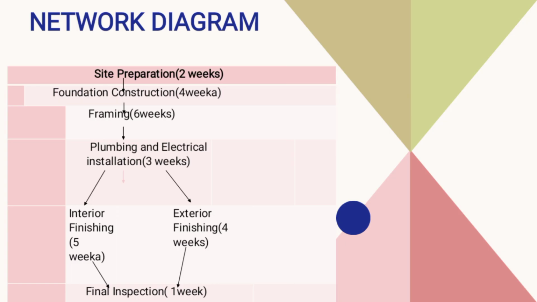This is the network diagram that I have drawn to identify how activities depend on each other, and their durations. Site preparation will take around 2 weeks. Foundation construction will take around 4 weeks. Framing will take around 6 weeks. Plumbing and electrical installation will take around 3 weeks. From there you go to interior finishing and exterior finishing, which you can do in parallel. Interior will take 5 weeks and exterior will take 4 weeks. Then you go to the final inspection, which may take 1 week.